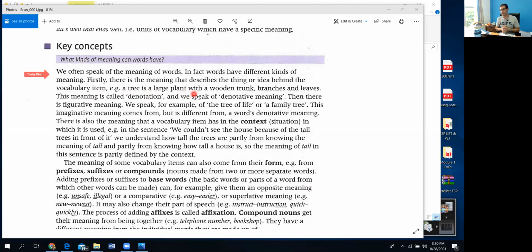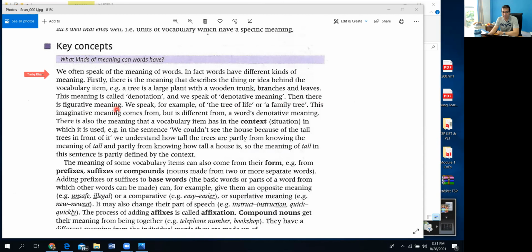When we say tree, the meaning comes and the shape comes, that there is a large plant having a wooden trunk and branches and leaves. That's the shape visualized in our mind, and we understand the meaning of tree when we say it. But the tree is not used in one way. One is its original meaning, and the other is the different ways we use this meaning. That's what we are going to discuss here. When we say a tree is a large plant with a wooden trunk, branches and leaves, this meaning is called denotation. Note it down, denotation. And we speak of denotative meanings.